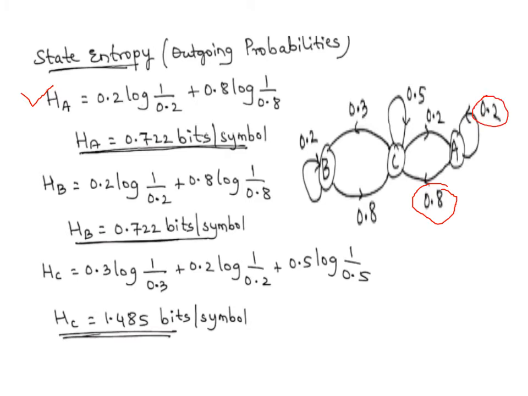Therefore, the equation for entropy at state A is 0.2 log of 1 by 0.2 plus 0.8 log of 1 by 0.8. Similarly, for H of B, the outgoing probabilities are 0.2 and 0.8. Therefore, the equation is 0.2 log of 1 by 0.2 plus 0.8 log of 1 by 0.8, which gives us 0.722 bits per symbol.